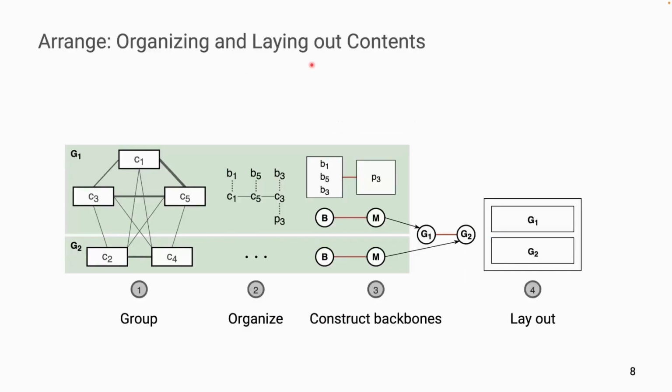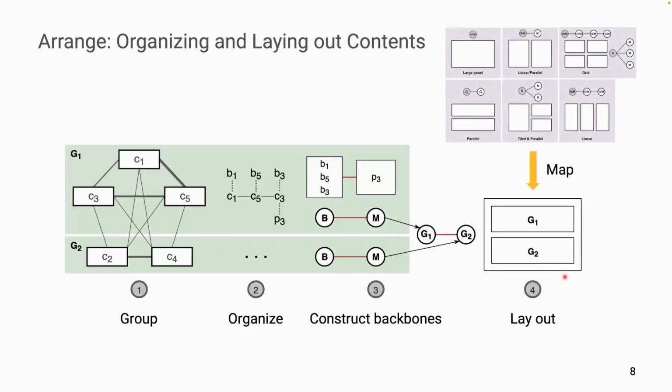To do so, it follows a 4-step process. First, it groups relevant cells. Then, it logically organizes bullet points and cell outputs based on the extraction order and cell relevance. Next, it aligns text and plots by linking them and constructing backbones within and between groups. Last, it uses a rule-based approach to map the backbones to the layout patterns.